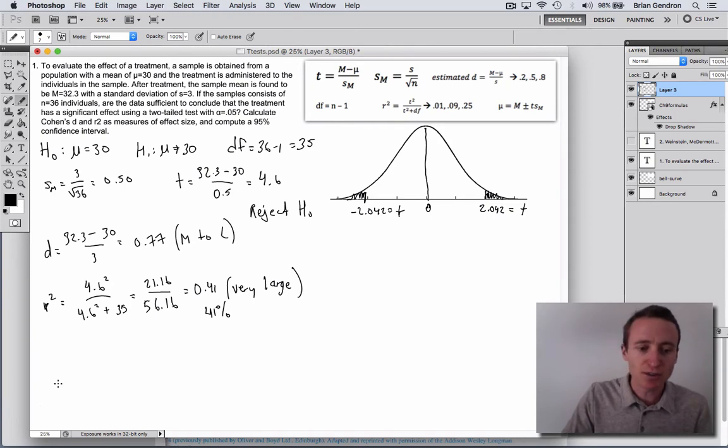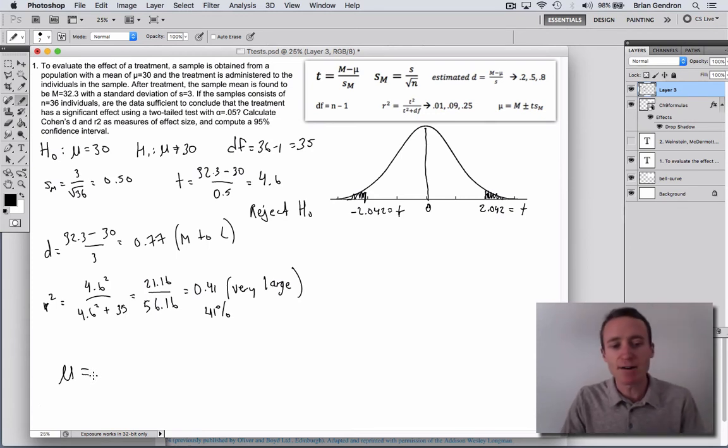And so what you're doing with this confidence interval is you're going to calculate a range from a lower number to a higher number that you will be 95% confident the true population value falls within. And so let's go ahead and do that. The formula is right here for you. Take your sample mean, which was 32.3.